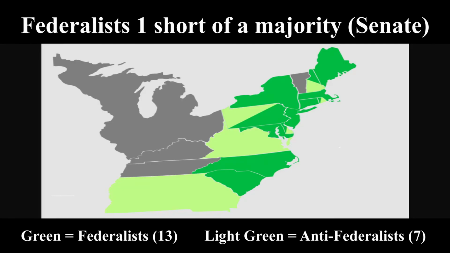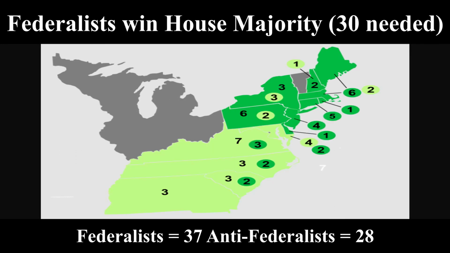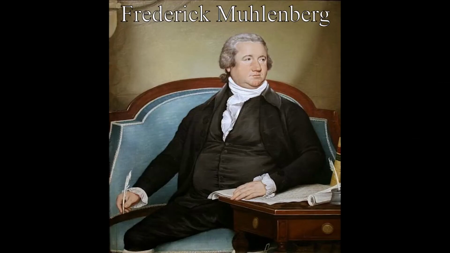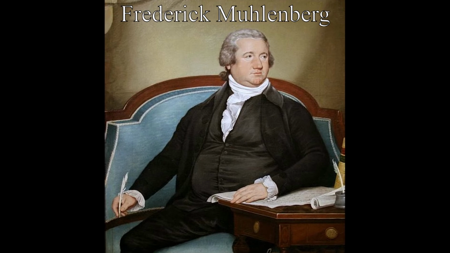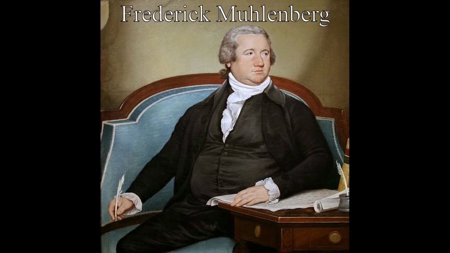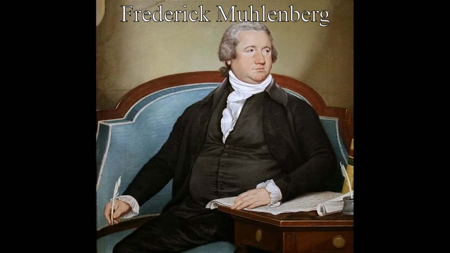For the Senate, the Federalists won, winning 13 out of the 26 seats. They were only 1 seat short of a majority. While for the House, the Federalists won in a landslide, winning 37 seats, 7 over what was needed for a majority. And Federalist Frederick Muhlenberg became the first Speaker of the House. The role of Senate leader did not exist back then.